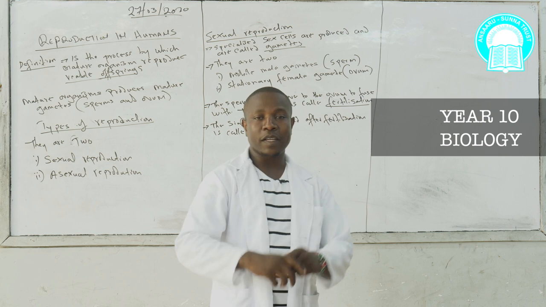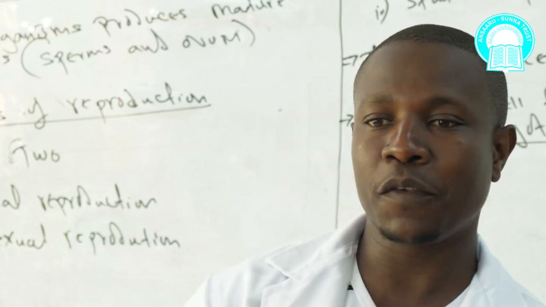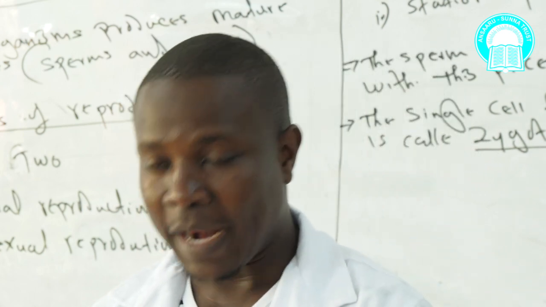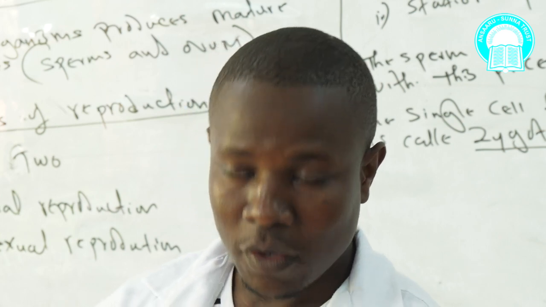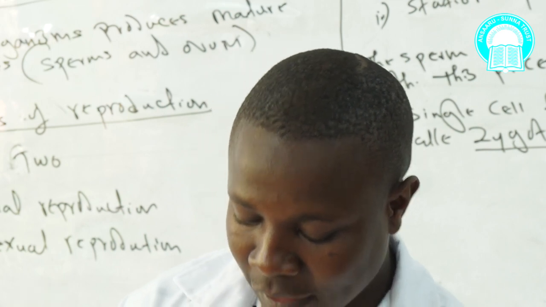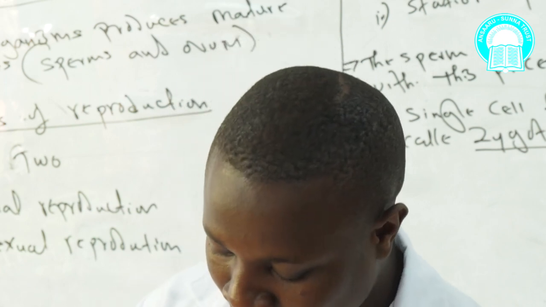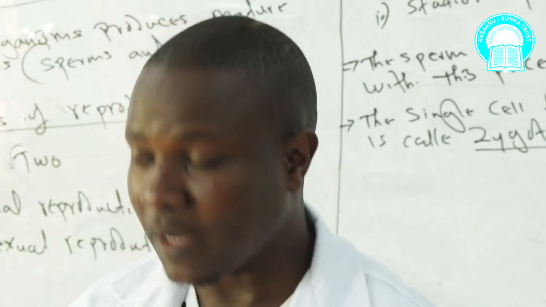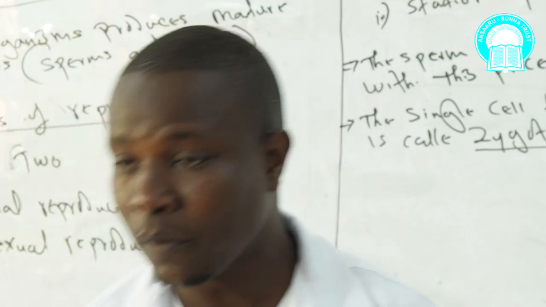So immediately when fertilization takes place, the zygote is formed. When the male gamete fuses with the female gamete, the resultant is a zygote. Then this zygote will develop into a new individual. We are told this cell divides many times by mitosis to form all the cells of the new animal.